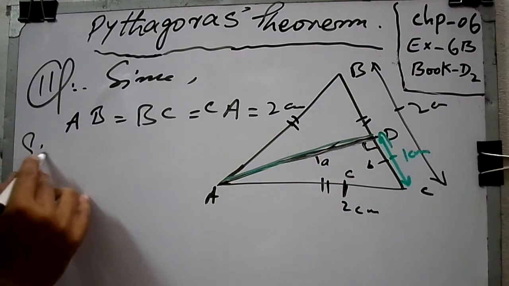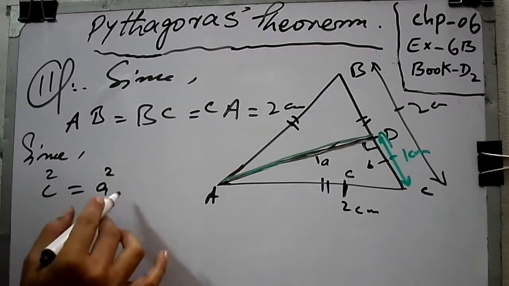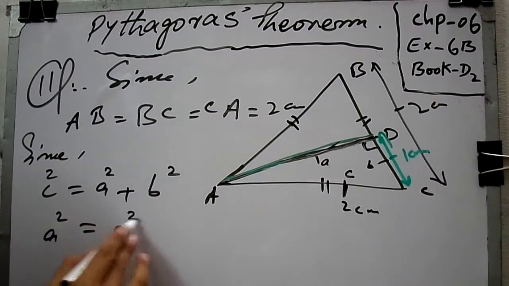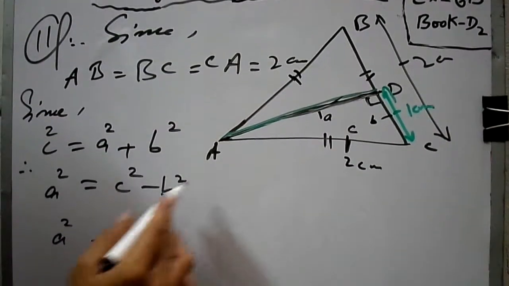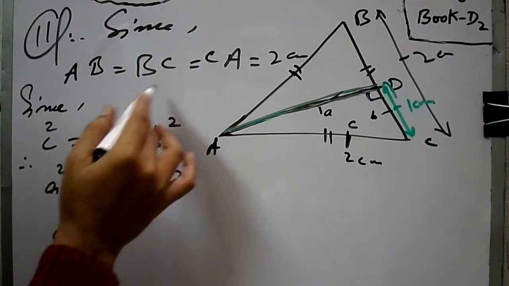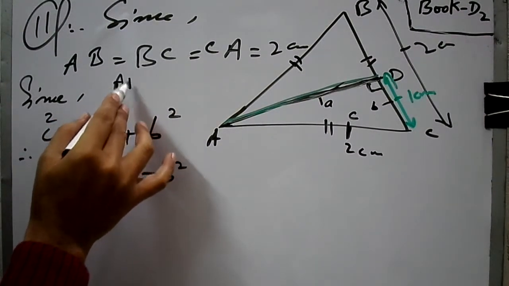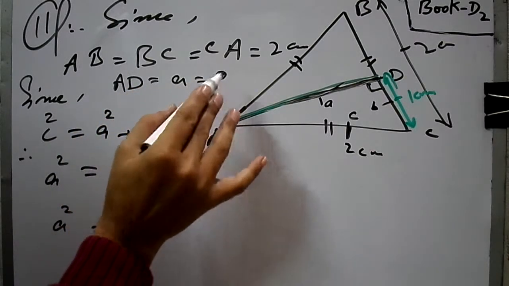Since by Pythagoras theorem, C square is equal to A square plus B square, but we need the value of A square, that's why C square minus B square. So the formula becomes that. So the value of A is what we have to find, because in your question, AD is equal to A, we have to find this.